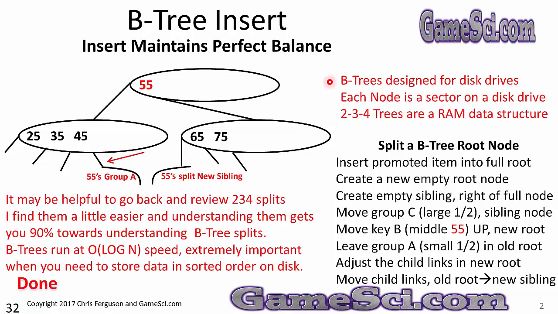B trees are designed for disk drives. Each node is a sector on the disk drive. 2-3-4 trees are a RAM data structure. It may be helpful to go back and review 2-3-4 splits. I find them a little easier, and understanding them gets you 90% towards understanding B tree splits. B trees run at order of log n speed, extremely important when you need to store data in sorted order on a disk drive.